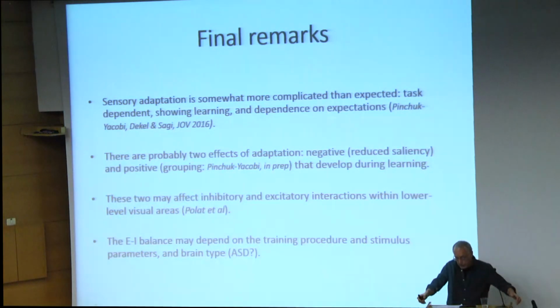These are the interactions studied by Uri Polat for many years. And probably in autistic subjects, these interactions, or what some people call the EI balance, may depend on the training procedure and stimulus parameters, etc.